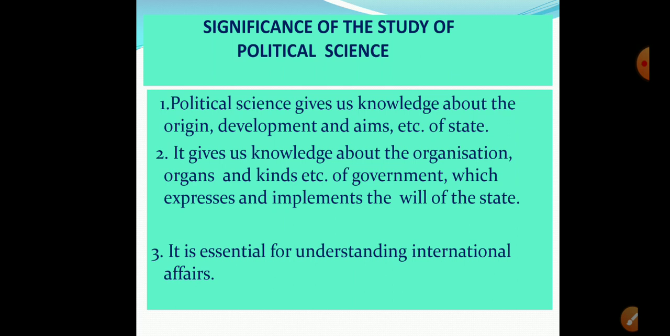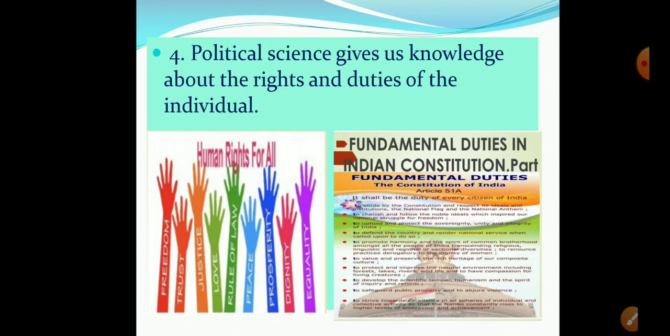Next it is essential for understanding international affairs. Yeah, if you have knowledge about political science, you come to know about the different political systems and how they operate internationally. So next point is political science gives us knowledge about the rights and duties of individuals. Yes, we come to know about our rights and duties. So we have certain rights in our constitutions and certain duties also. So we come to know about that.